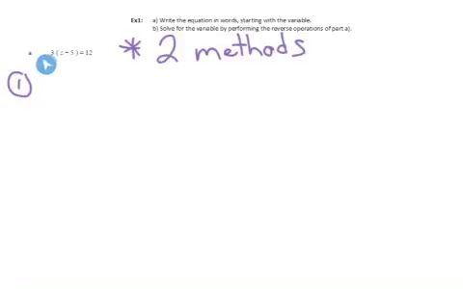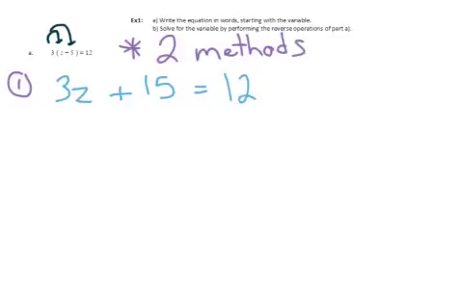Okay. So let's go ahead and use what we've been doing the past few days, using our distributive property. So we'll go ahead and distribute the 3 into the brackets. And we have 3 times z plus 15 equals 12. So if we write this equation in words starting with the variable, I'm going to look here at z and say, what am I doing to z? So the very first thing is we're multiplying by 3. After we multiply by 3, then we are adding 15. So let's go ahead and write that in words. Multiply by 3, and then add 15.